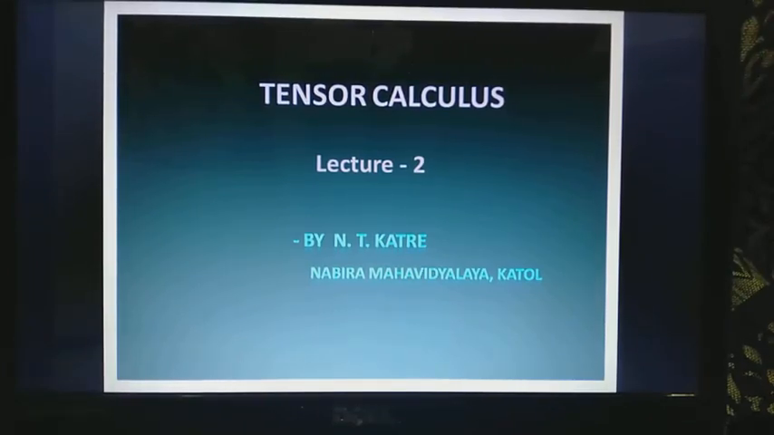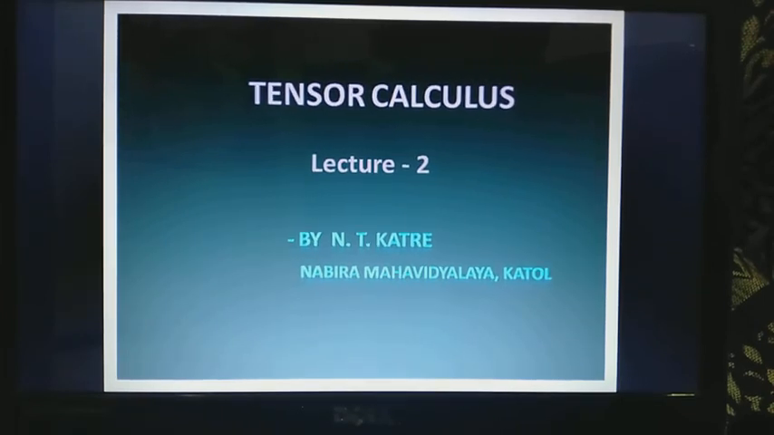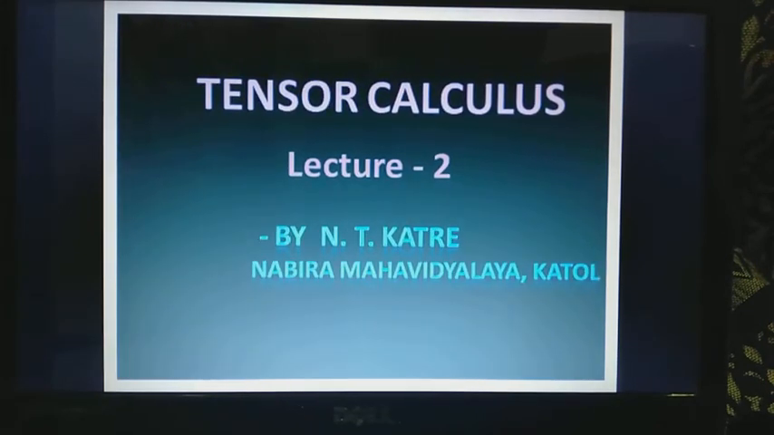Hello viewers, let us continue our topic tensor calculus. In order to study the subject of tensors, we need to know about some basic concepts like suffixes, coordinates, Einstein summation convention, etc. We will study these concepts one by one. First of all, we see what are the suffixes.